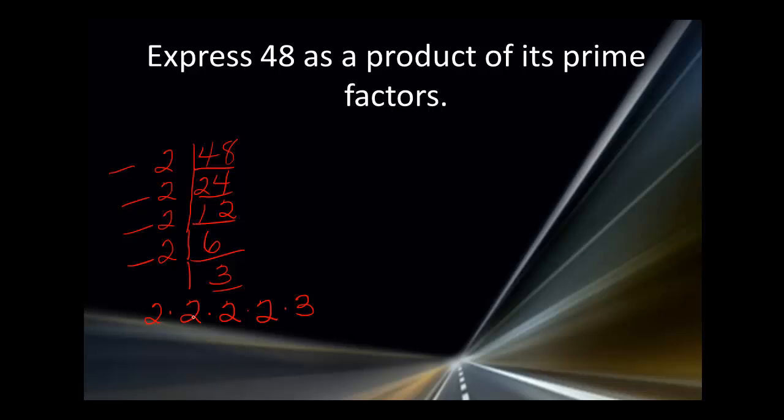So we have 2 times 2 times 2 times 2 times 3, and it will equal 48. 2 times 2 is 4, 2 times 4 is 8, 8 times 2 is 16, 3 times 16 is 48.